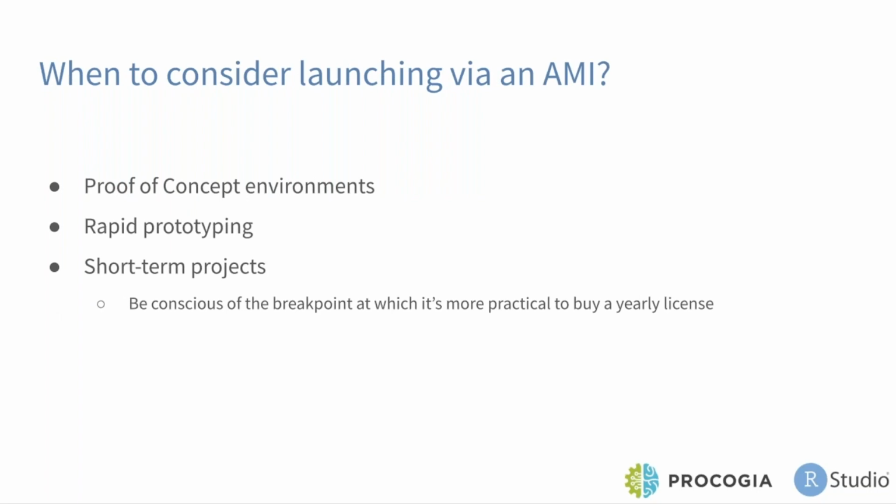So in terms of considerations when you're launching an Amazon machine image, there are a few use cases that we see people typically going with an AMI for. You've got your proof of concept environments, you've got rapid prototyping, and typically, POCs, anything short term, it makes sense in an AMI, but over time, you want to be conscious of the breakpoint at which it's less practical and it makes more sense to buy a yearly license. This varies depending on the image you're going with, but if you run the numbers, it can typically become apparent when it makes sense to make the jump from quick AMI to investing in something more long term.